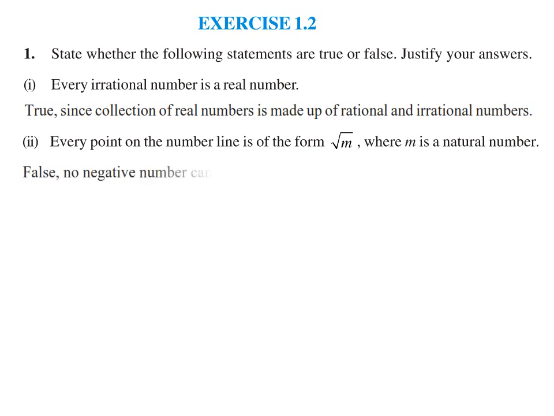Why? No negative number can be the square root of any natural number. The number line contains all numbers, negative and positive. So we cannot find the square root of any number that equals a negative number. Therefore this statement is false.